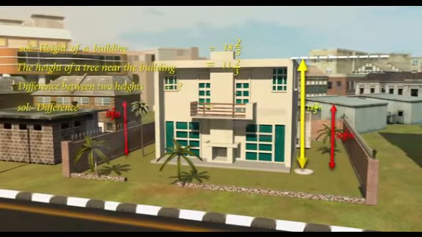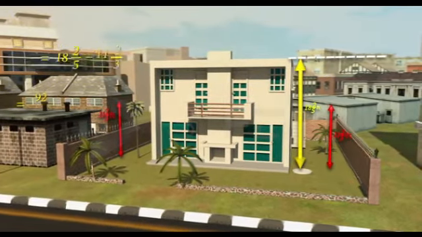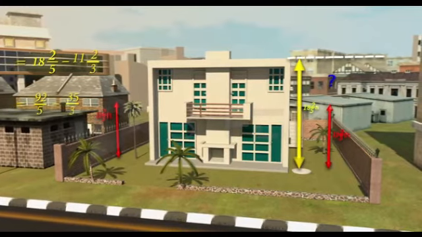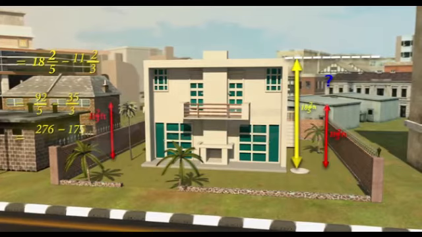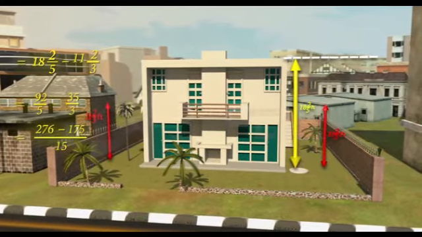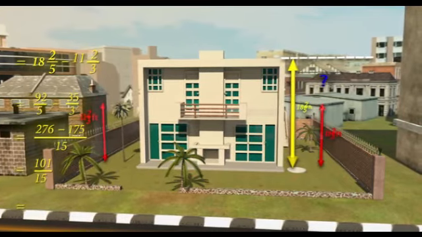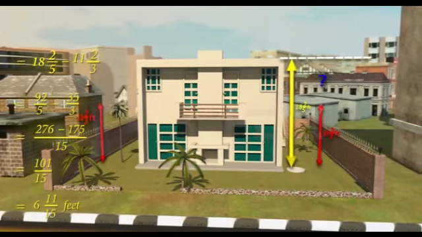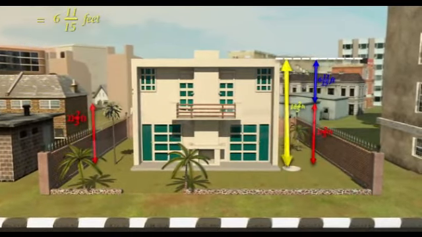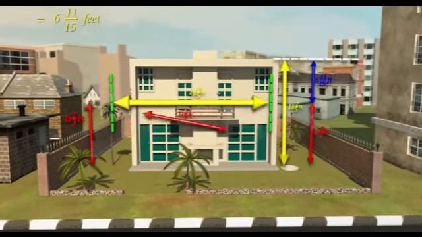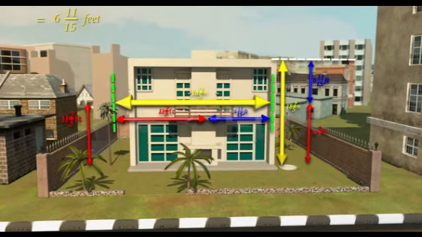The difference between the two heights is equal to 18 2 by 5 minus 11 2 by 3. 92 by 5 minus 35 by 3 equals 276 minus 175 by 15 equals 101 by 15 equals 6 11 by 15. Therefore, the difference between the two heights is equal to 6 11 by 15 feet.